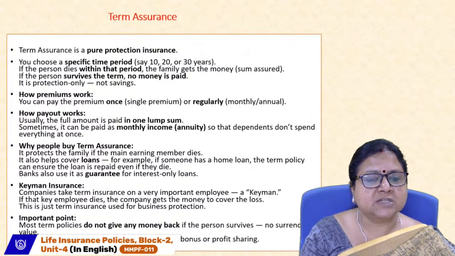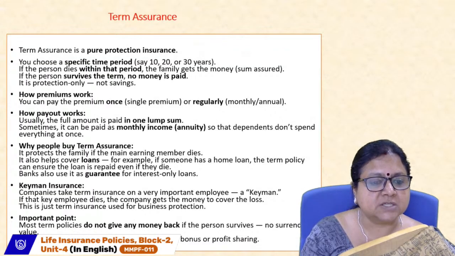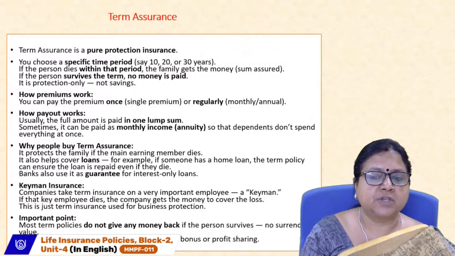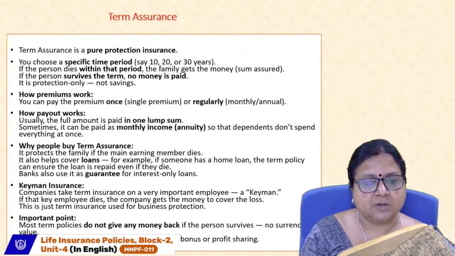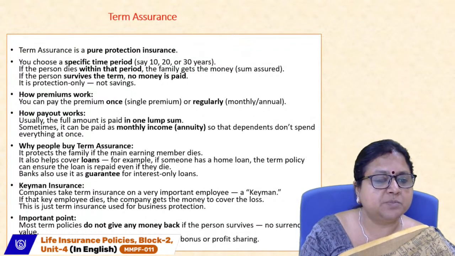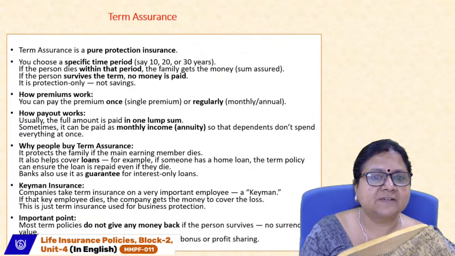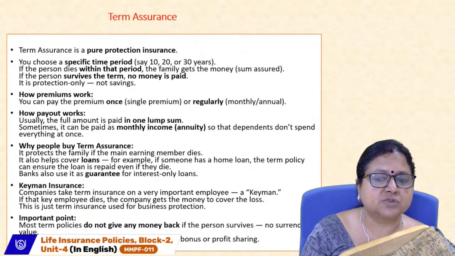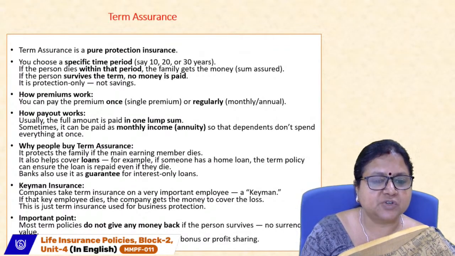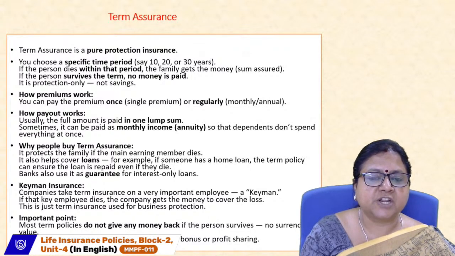And this type of policy is also availed by a few companies who take term insurance on a very important employee, a key man. So one of the persons who is a key person of that company, they can have this type of term insurance for that key man. So if that employee, the key man, dies, the company gets money to cover losses. So this type of insurance is also used for protection of business.